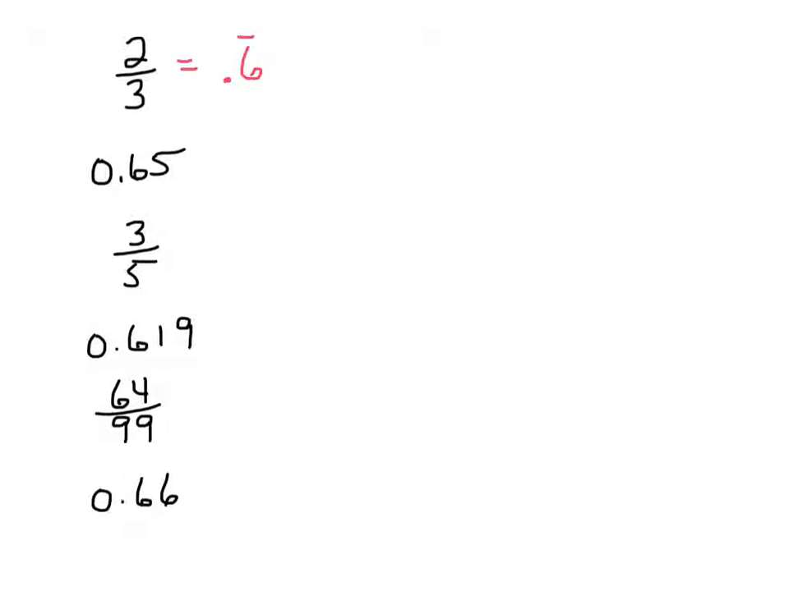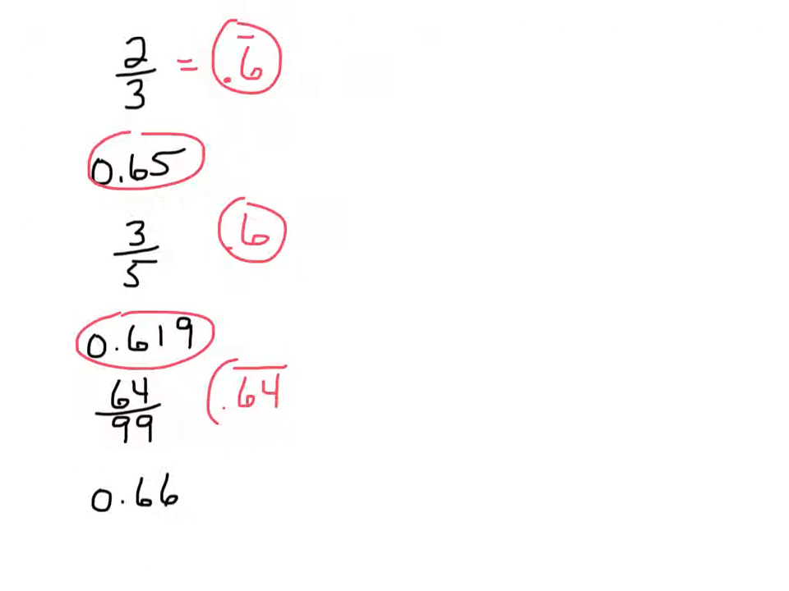Here I have 0.65. The 3/5 is just 0.6 with no line over it. Then I have 0.619. 64/99 when I do it on a calculator is 0.646464. So I'm going to put 0.64 with a line over the 64. And then I have 0.66. So I need to take all these numbers and put them in order from smallest to greatest.